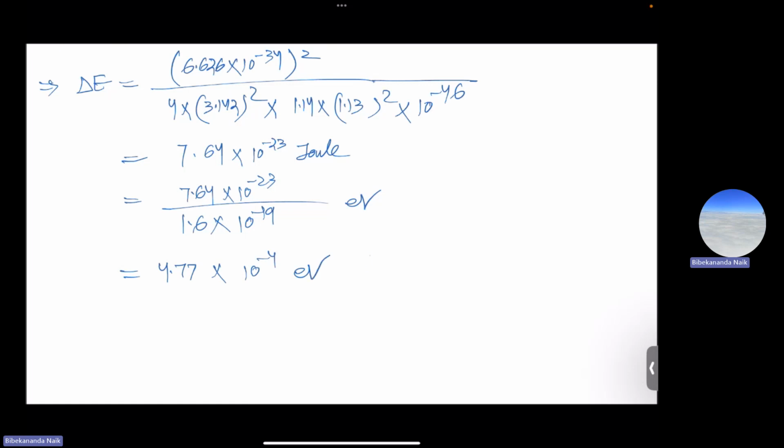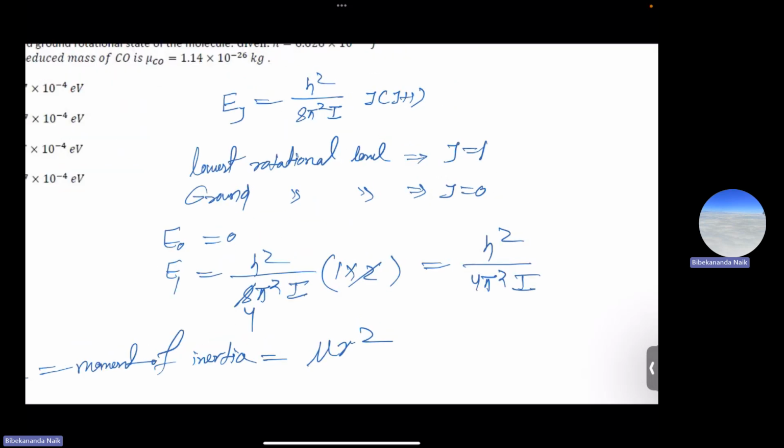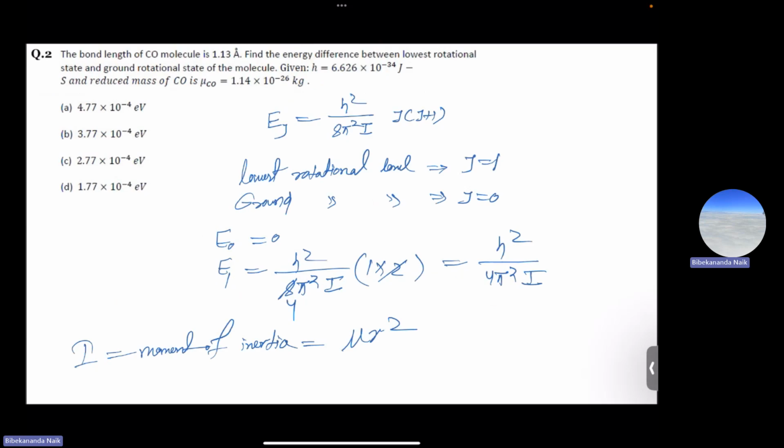So this is the answer. And if you see the options, it was 4.77. So the correct option is option A, which is 4.77 into 10 to the power minus 4 electron volt.